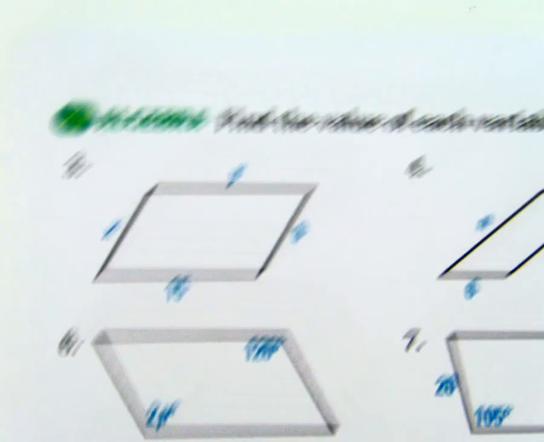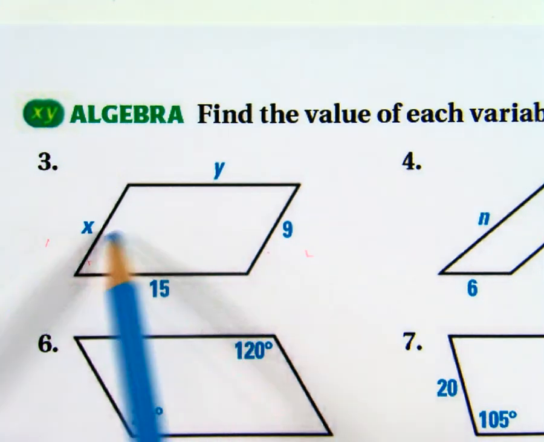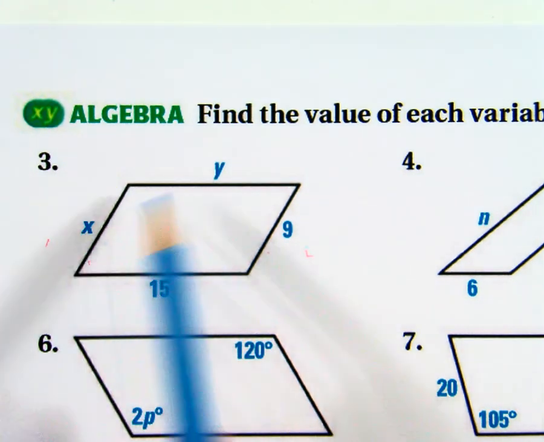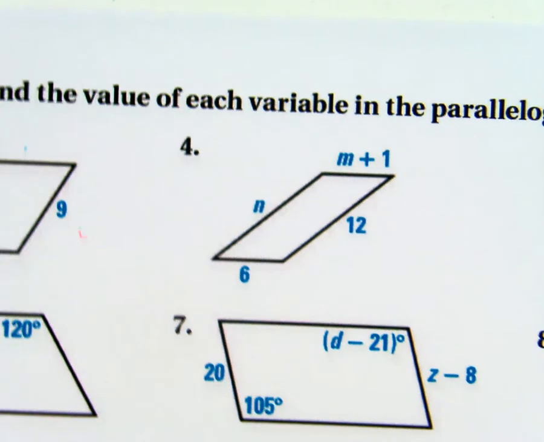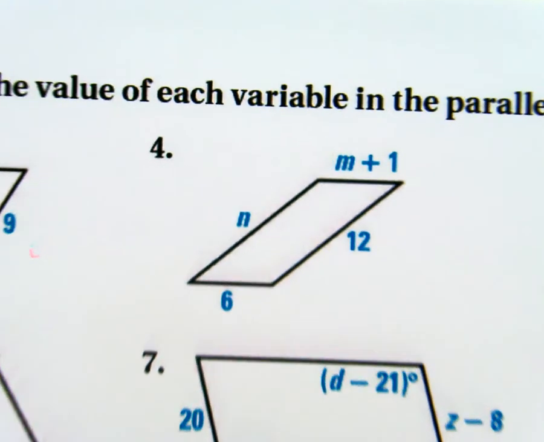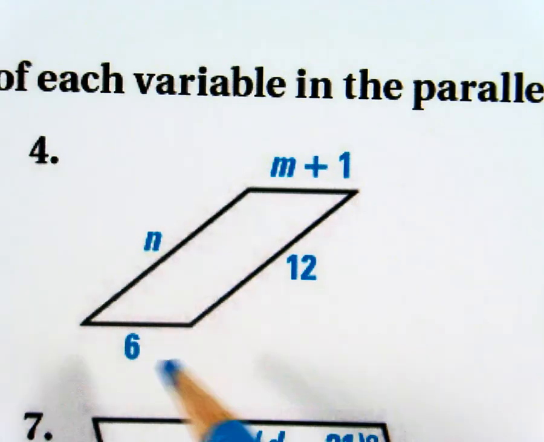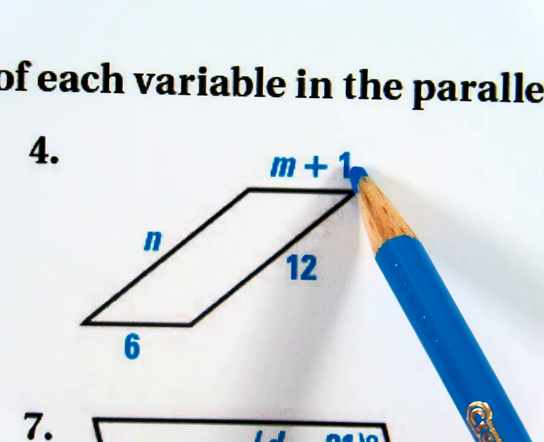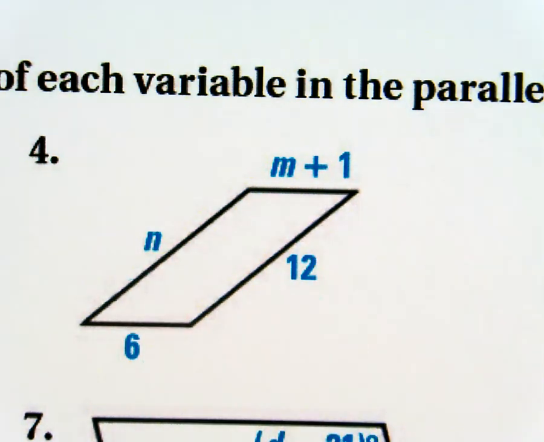Okay. Let's see how some of this works. Given that this is a parallelogram, the opposite sides are congruent, so x is 9 and y is 15. That wasn't hard. Okay, how about this one? Given that it's a parallelogram, 6 would equal m plus 1, so m would be 5. N would equal 12, so n is 12.